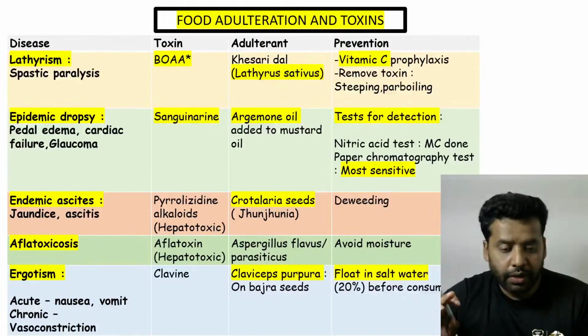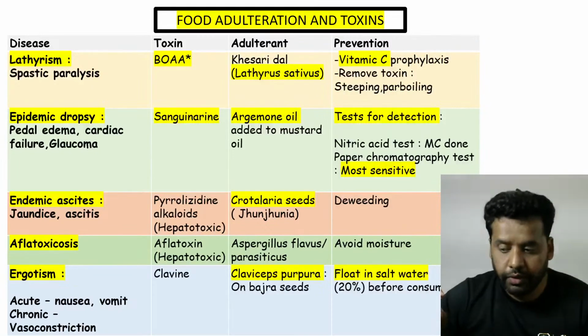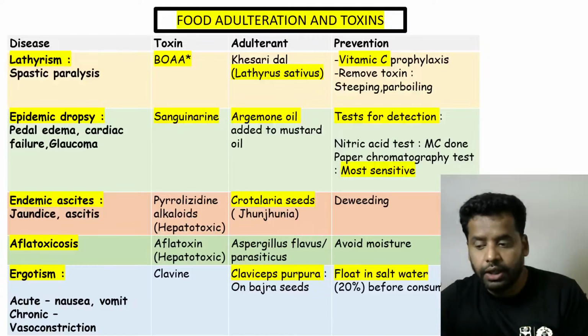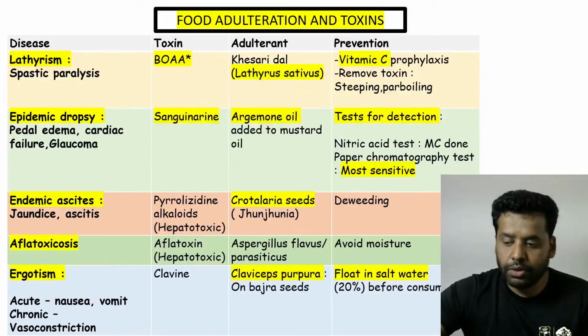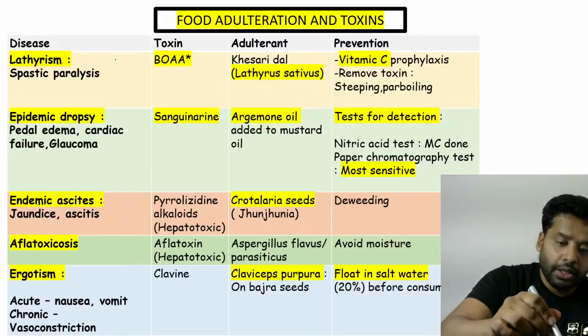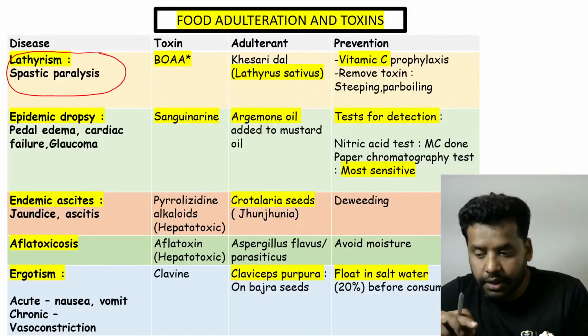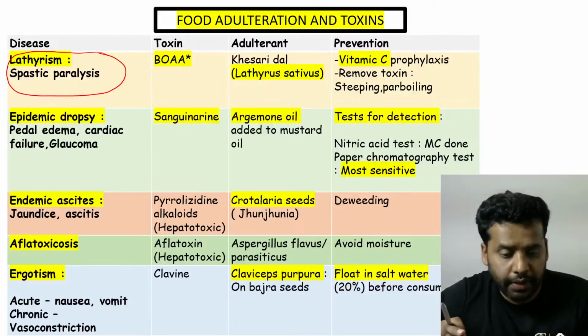So there is a question on food adulteration for you. When you come across the old previous year topics in FMG exams, food adulteration is very, very important, where they'll be asking so many questions on this. Neurolathyrism, how does it present? Spasticity, spastic paralysis.